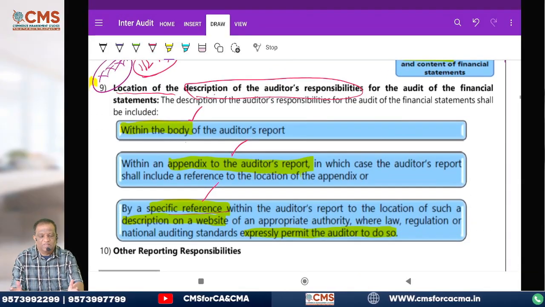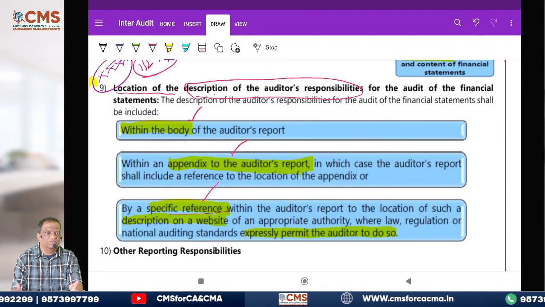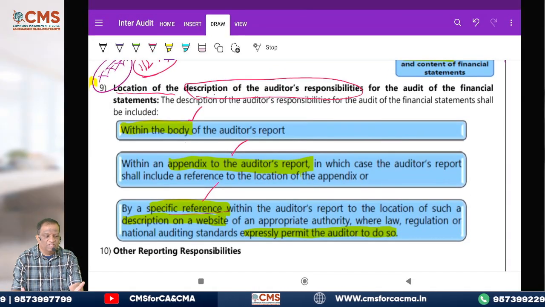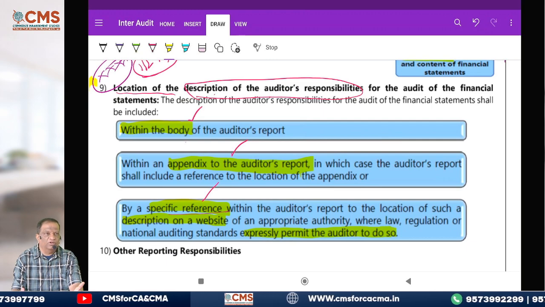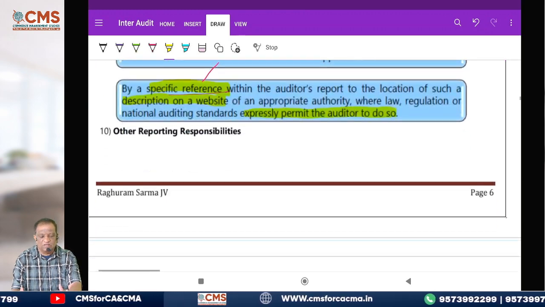Now you tell me, where can I describe my auditor's responsibilities? Three options: within the body, annexure to the audit report, and a reference to the website. So these are the points.